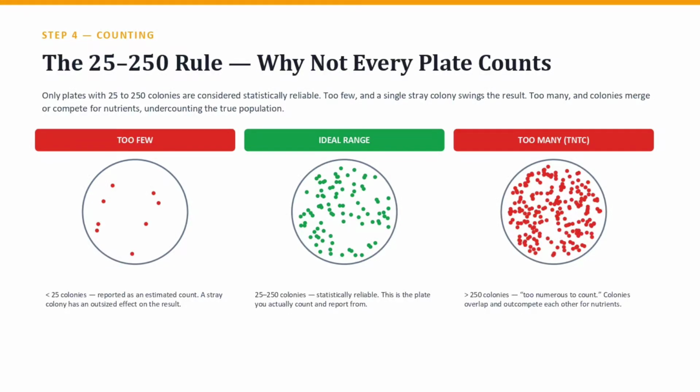And too many, more than 250 colonies, what we call TNDC, too numerous to count. At this density, colonies overlap and compete with each other for nutrients, which actually undercounts the true population rather than overcounting it. This is exactly why you plate multiple dilutions in parallel, as we discussed a couple of slides ago. You are fishing for the one dilution that lands in that reliable middle range.